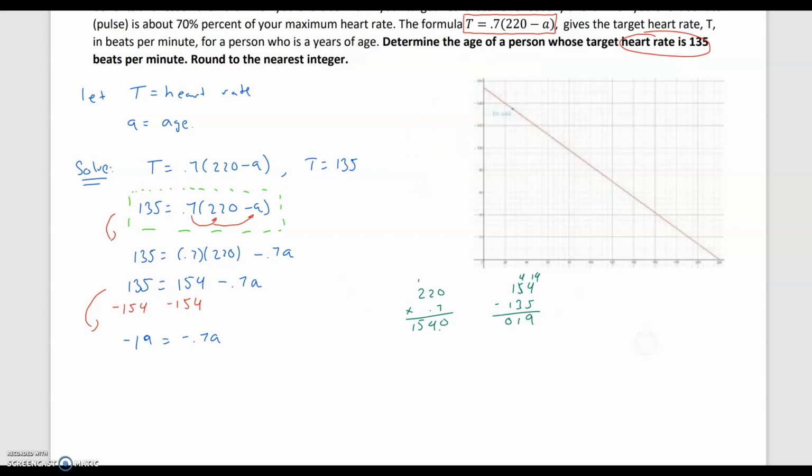And then at this point, let me divide by negative 0.7, divide by negative 0.7, and let me rewrite the actual value of a. So the values of a, which represents the age, is equal to negative 19 divided by negative 0.7, which is equal to 19 divided by 0.7. And let me express it as a fraction. In this case, multiply by 10, multiply by 10. And we're going to end up with, in this case, 190 divided by 7. So we're going to have to do long division on this one. So let me do it on the side.